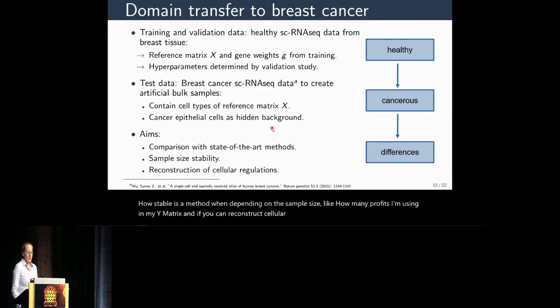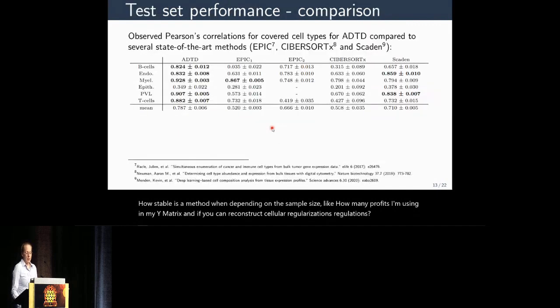First we look at the performance. We compare to the same state-of-the-art methods, and we again outperform all the other methods. We have good results for all cell types, except the epithelial cells, but there is a biological reason for this. In breast cancer, epithelial cells are turning into cancer epithelial cells, so it's not always clear. This is a continuous transition, so it's not always clear if a cell is totally healthy or totally cancerous. There are also cells in between, so it's hard to distinguish.